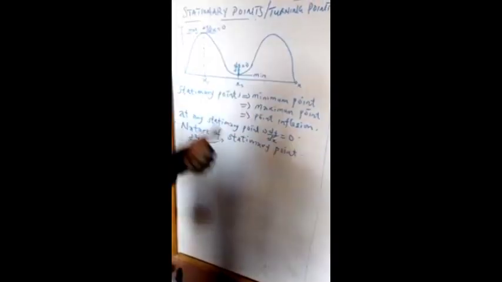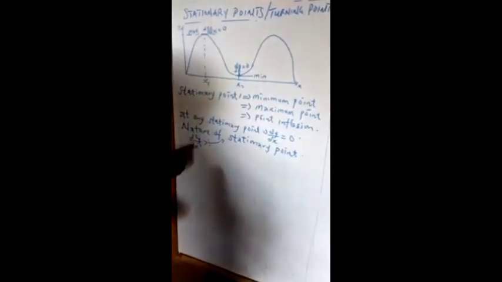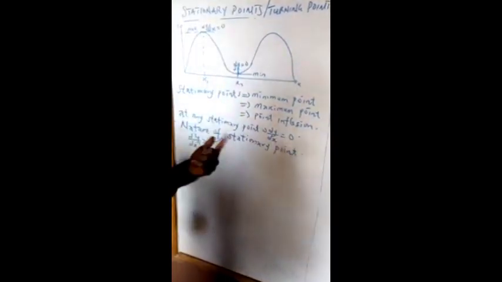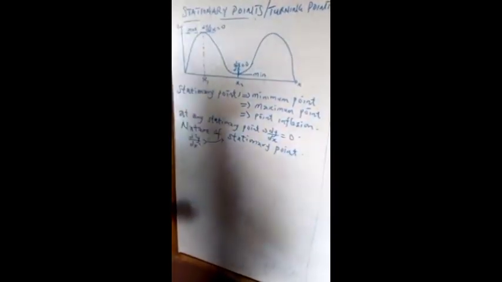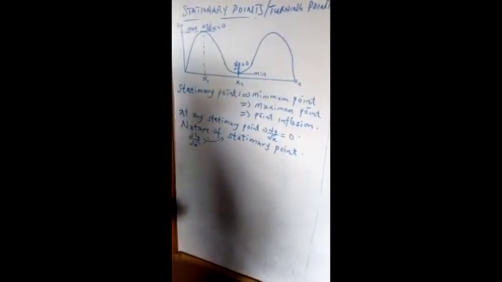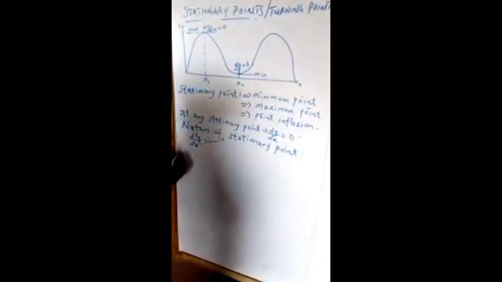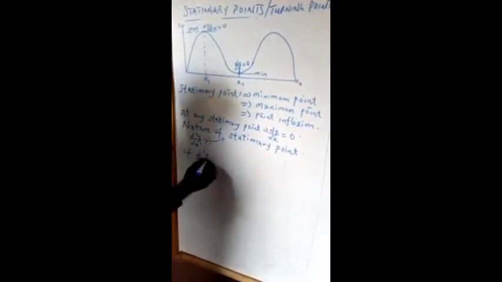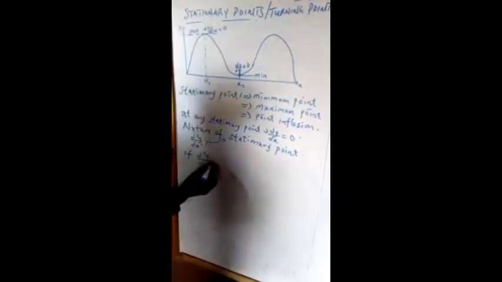You have to get d2y/dx squared to find the nature of the stationary point. If it is a maximum, you get it from this second derivative. If it is a minimum, you get it from this second derivative, or if it is a point of inflection, you get it from this second derivative. Now, how do we get it? If you differentiate the second time, d2y/dx squared, and you get it to be what?